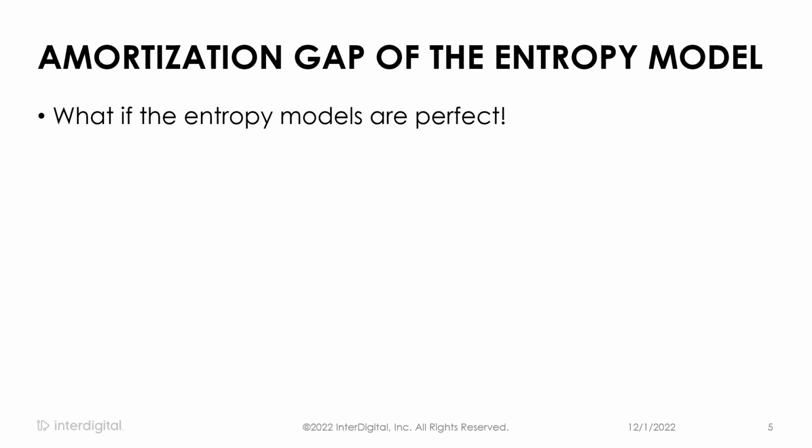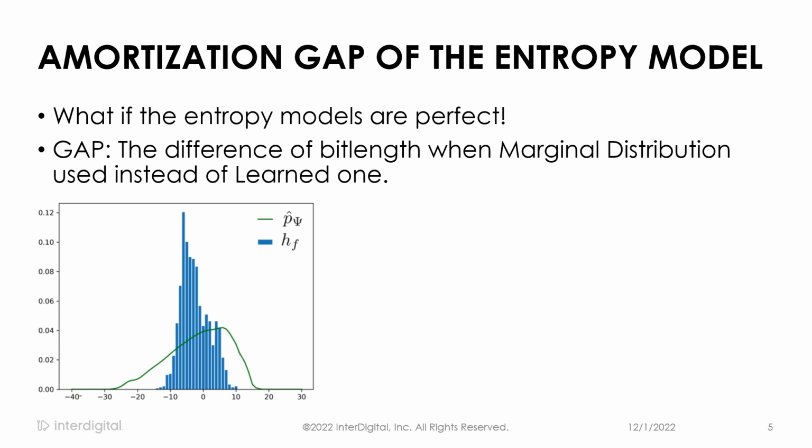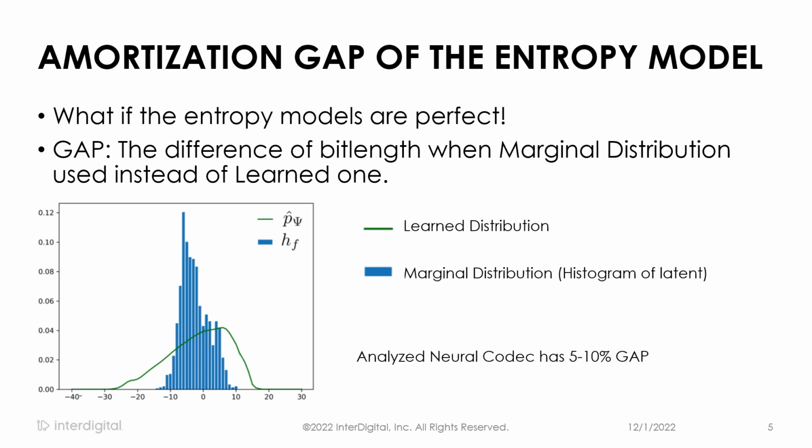Amortization gap can be anywhere in the model. However, in this research, we focus on the amortization gap in the entropy model. This gap can be defined by the difference of bit length if the entropy model were perfect. It means, instead of the learned distribution, what if we use the normalized histogram of the latent? Here you can see one learned PMF in green line and the normalized histogram of the latent in blue bar. As you can see, the mismatch is not negligible, and this mismatch elongates the bit length.